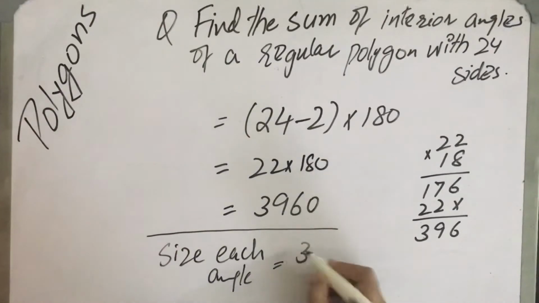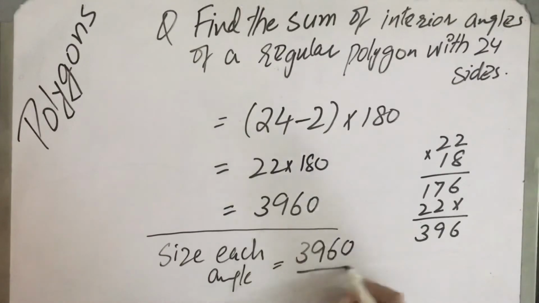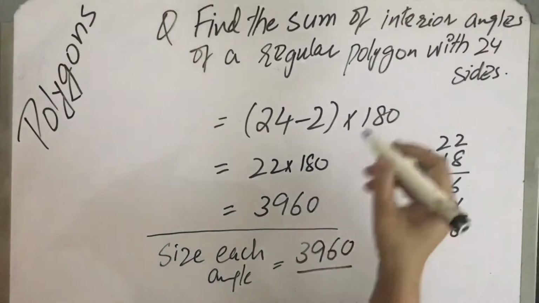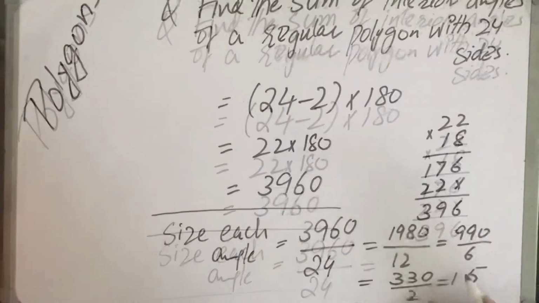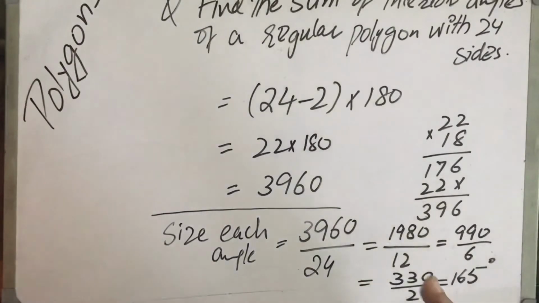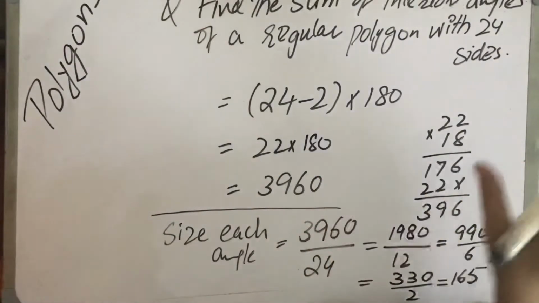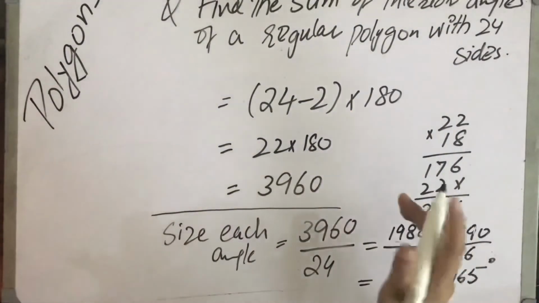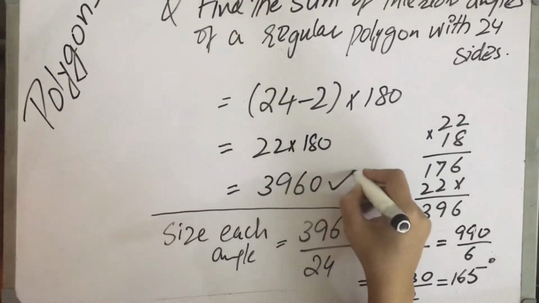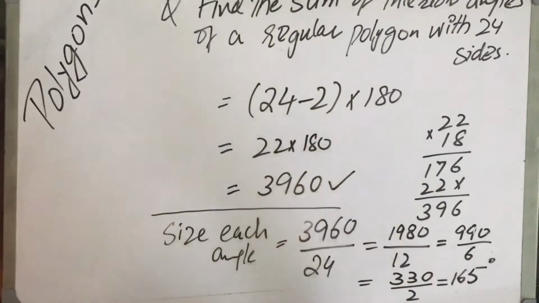So when we have to find the size of each angle, I shall divide the sum of all angles by 24, and I get the size of each interior angle: 165 degrees. So the polygon which has 24 sides, the sum of the interior angles is 3960. Either they are the same or not, the sum is 3960, but if each interior angle is the same and it is a regular figure, each interior angle is equal to 165 degrees.